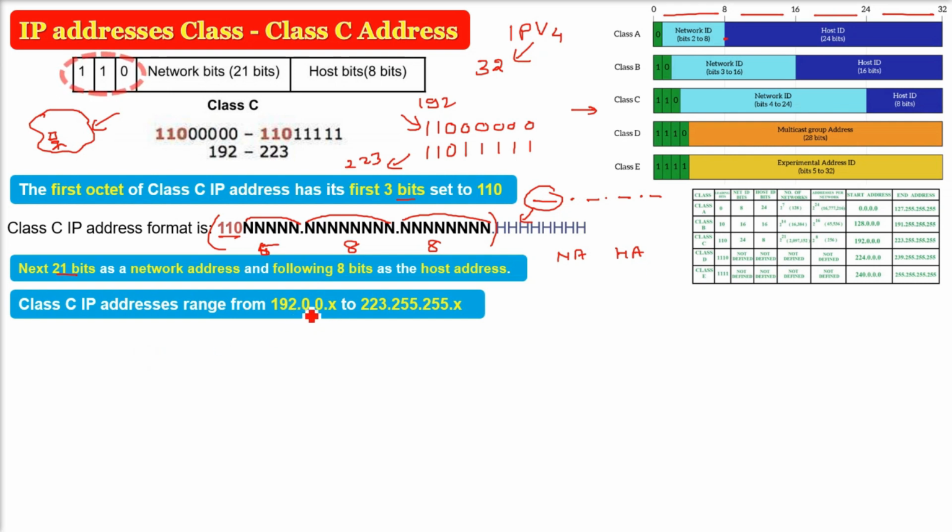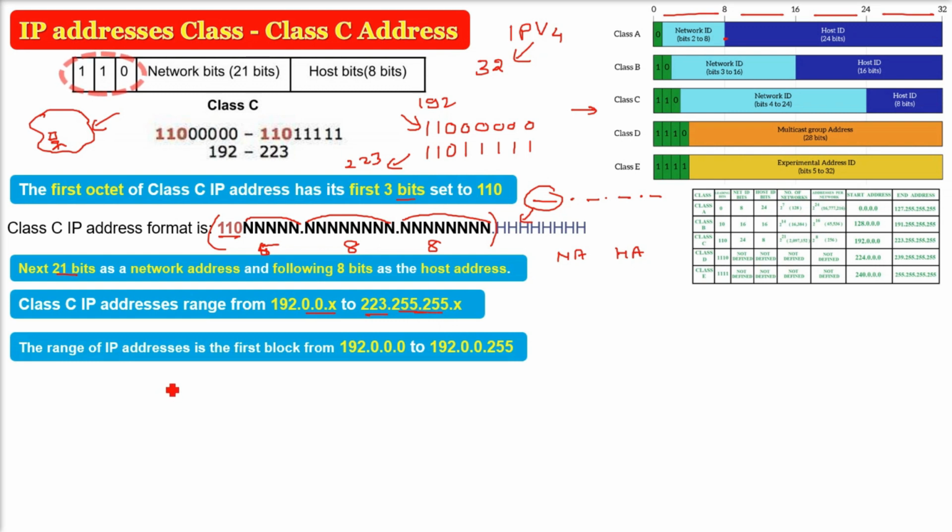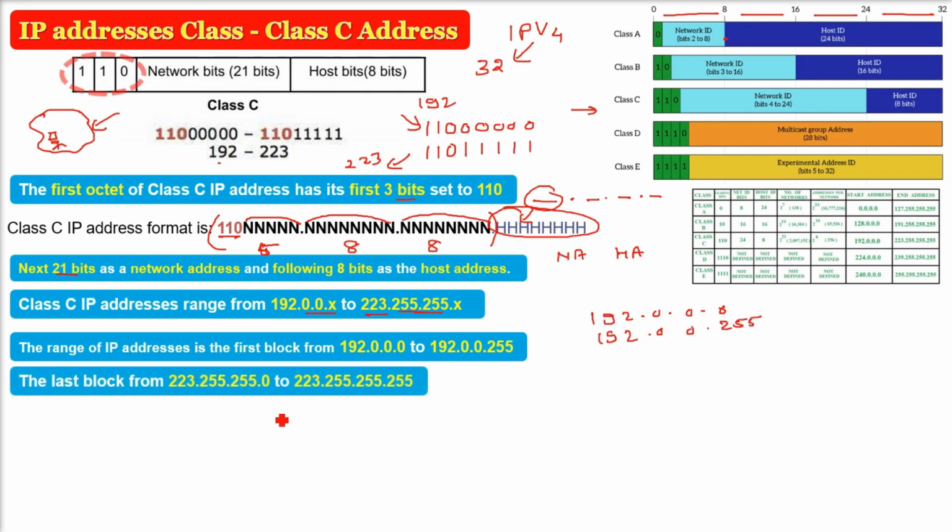I already told you the class C IP address range is from 192.0.0.x, where x will be the host, to 223.255.255.x, where x will be the host. So the range of IP addresses, the first block will be what? 192.0.0.0. What can be the maximum? Now you can just change the host, so it will be 192.0.0.255. Here 255.